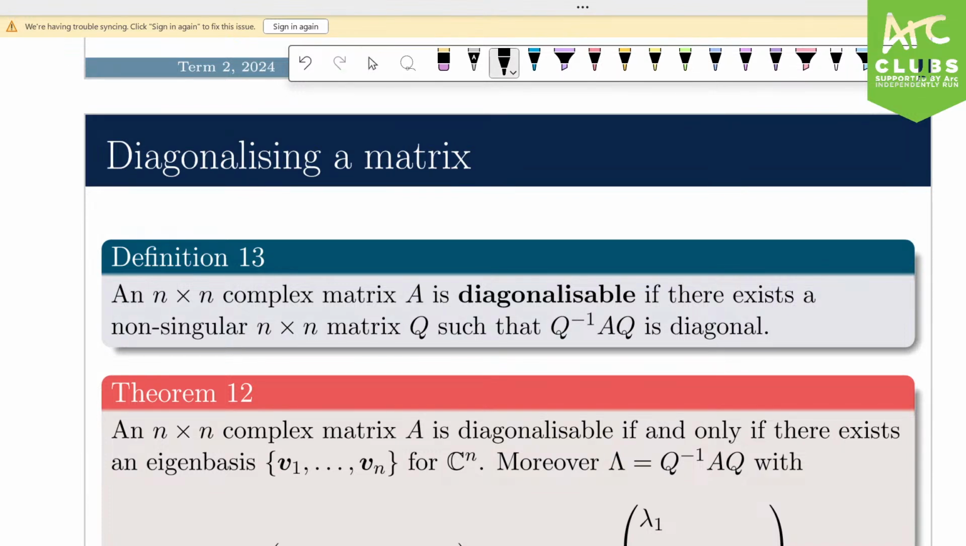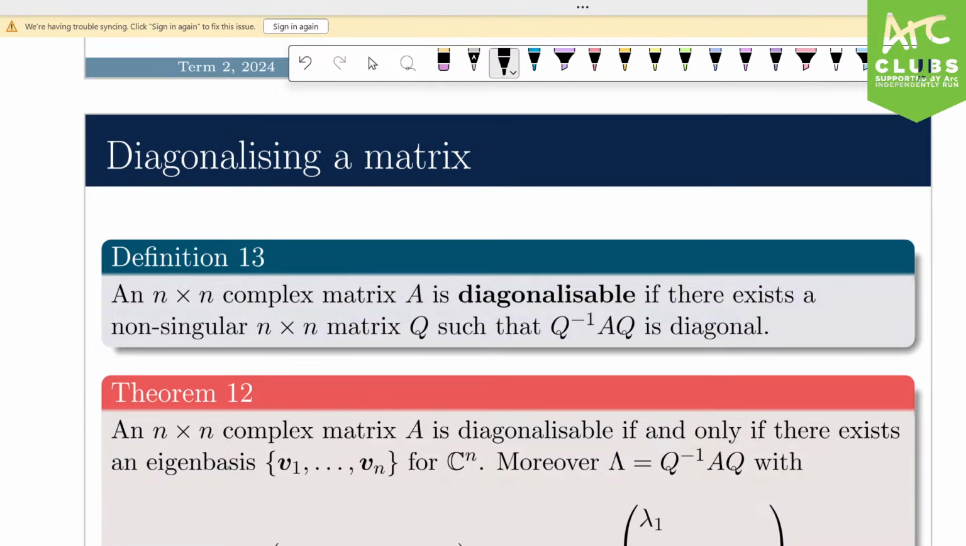So again, this is just a bit of revision from Math 1B. If you've got an n by n complex matrix A, we say it's diagonalizable if there exists a non-singular n by n matrix Q such that Q inverse A Q is diagonal.